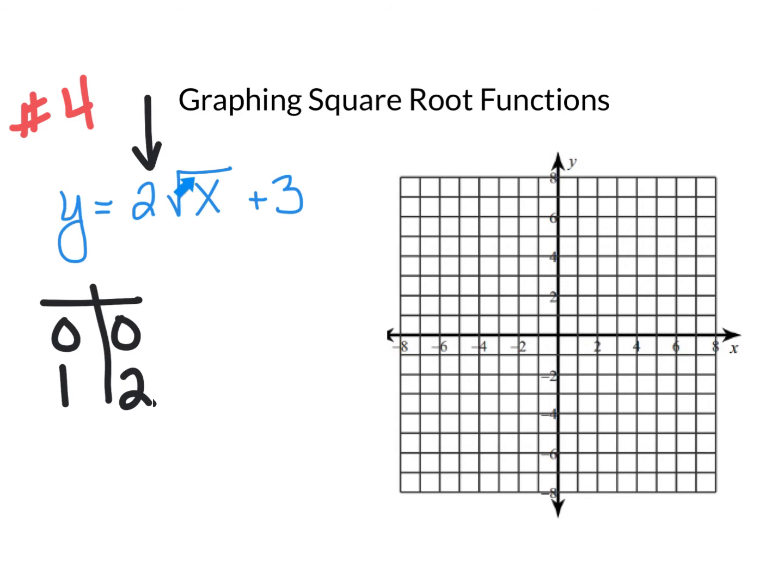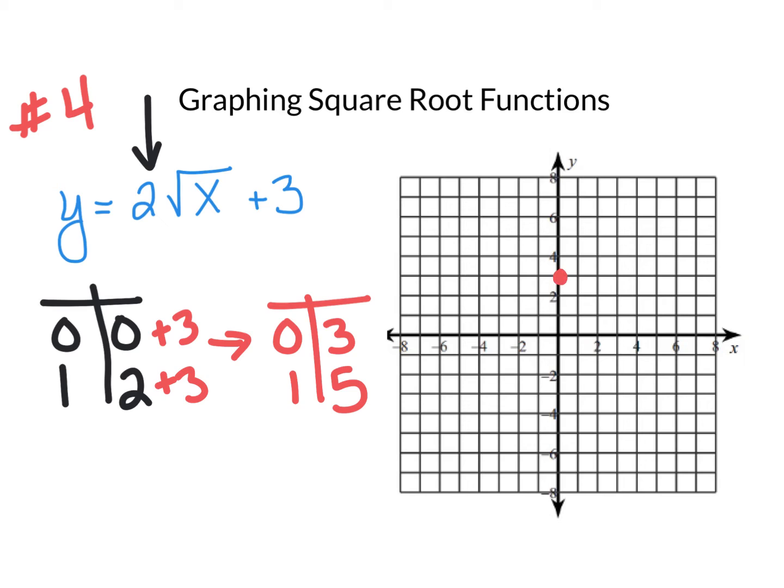Remember, if it's inside the radical, it's a horizontal shift left or right. This is a vertical shift up 3. So that means I'm going to add 3 on to each of my y values. So my new ordered pairs would be (0, 3) and (1, 5). So I'm going to graph (0, 3), (1, 5), and it looks like this.